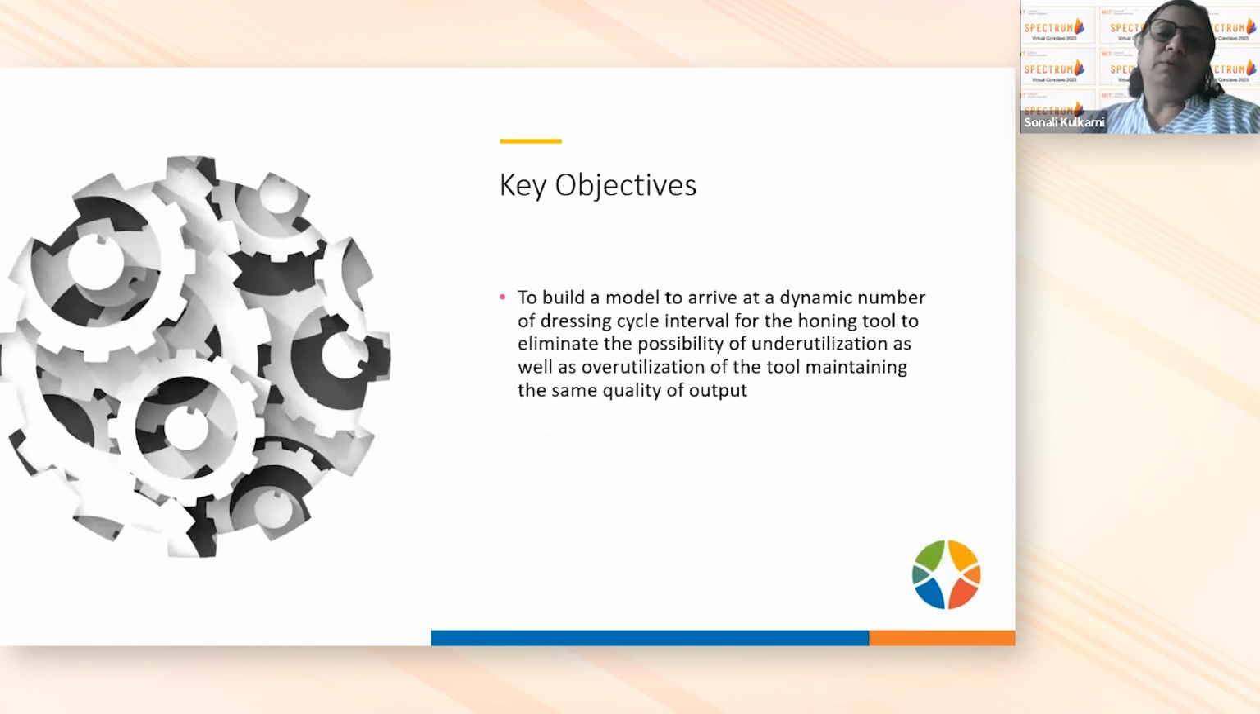So the key objective was to build a model to arrive at a dynamic number of dressing cycle interval for the honing tool to eliminate the possibility of underutilization as well as overutilization of the tool, maintaining the same quality of output. So this is exactly what I have explained to you, कि वो पार्ट का ओवर यूटिलाइजेशन भी होना नहीं चाहिए. ओवर यूटिलाइजेशन होने से क्या होता है कि क्वालिटी इंपैक्ट होता है. अंडर यूटिलाइजेशन भी नहीं होना चाहिए क्योंकि अंडर यूटिलाइजेशन होने से क्या होता है, कॉस्ट इंपैक्ट होता है. So how to arrive at a dynamic number to basically change that honing cycle after that specific dressing cycles. So that was the key objective.